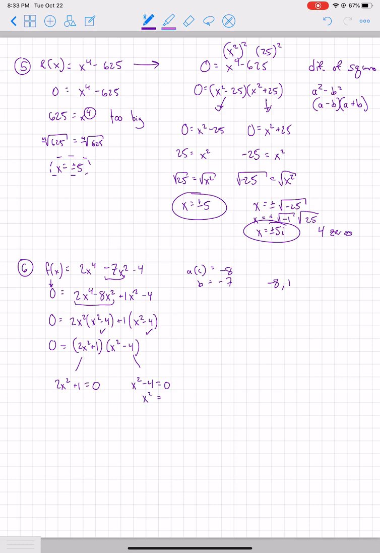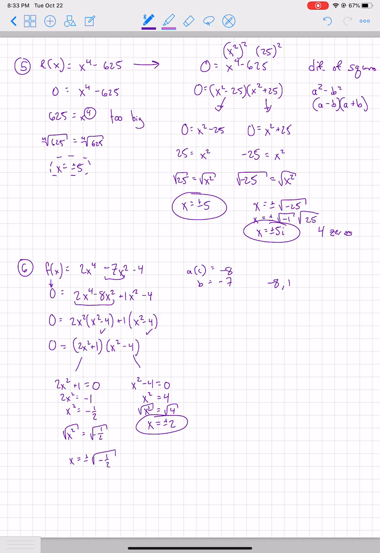We can just move the 4 over, take the square root of both sides. So we get x is equal to plus or minus 2. Over on the other side, we can still try to solve for x because our degree is 2. So we get 2x squared equals negative 1. x squared equals negative 1/2. And then we take the square root of both sides. So we get x is equal to plus or minus the square root of negative 1/2.